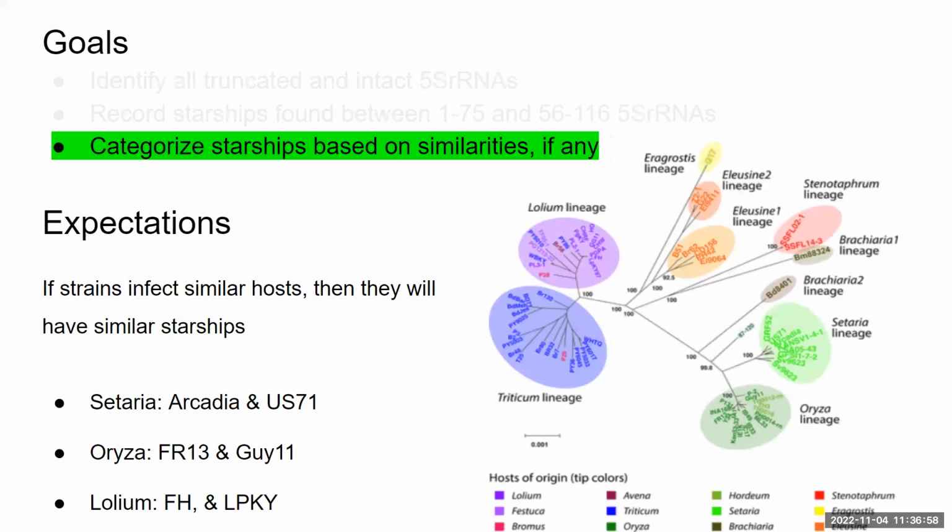So our final goal, now that we have all of the starships, is to categorize them based on similarities, if any. Looking at the host lineages these fall into, we would expect that if strains infect similar hosts, they'll probably have similar starships. So in Ceteria, we have Arcadia and US71 that we predict would be similar. Oriza has FR13 and E11, and Lolium has FH and LPKY. And here you can see a host diagram of all the families grouped together.